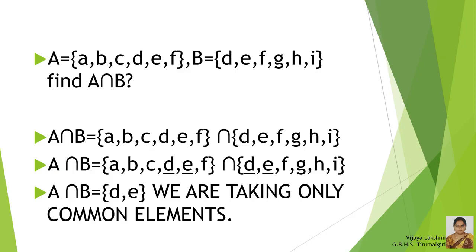Now A intersection B is equal to, in the second step, we are going to find out if there are any common elements. So we are going to underline them. So we observe that D and E are common. So we have underlined it. Now A intersection B is equal to set of only common elements. So we take only D and E. So here once again I repeat, we are taking only common elements for intersection of sets.